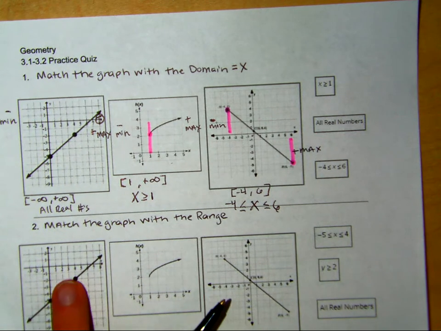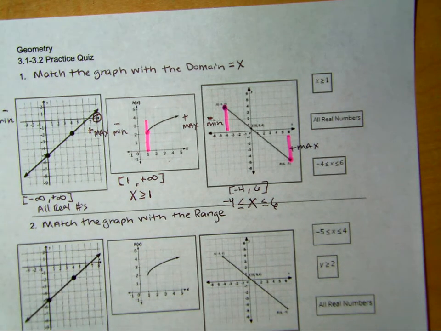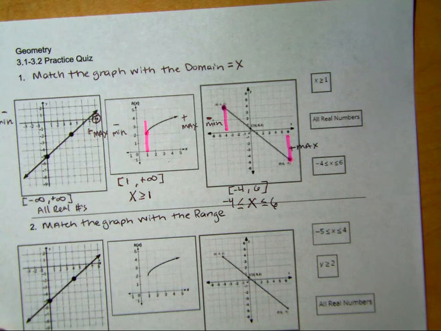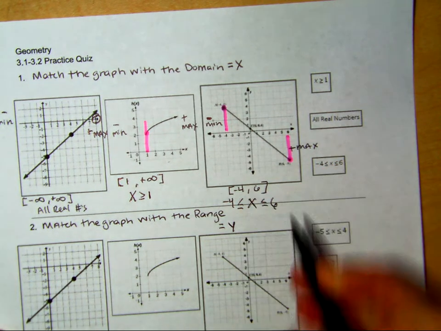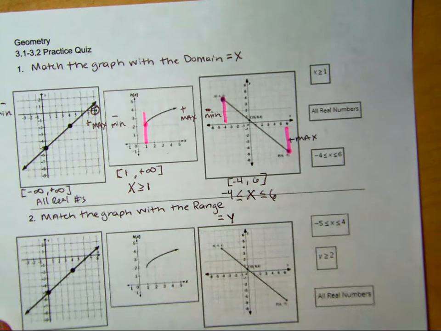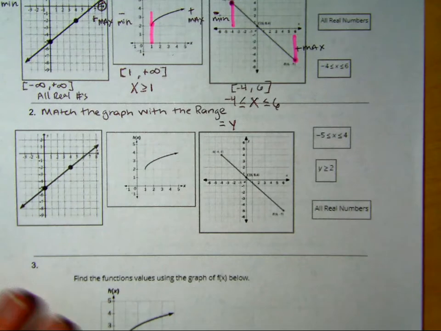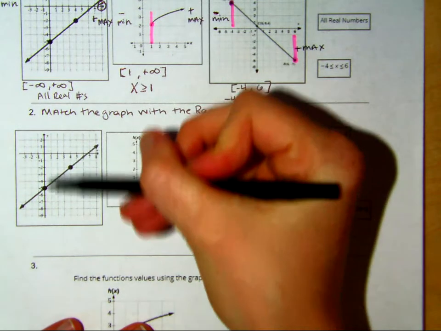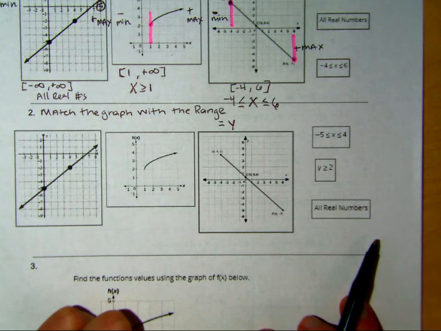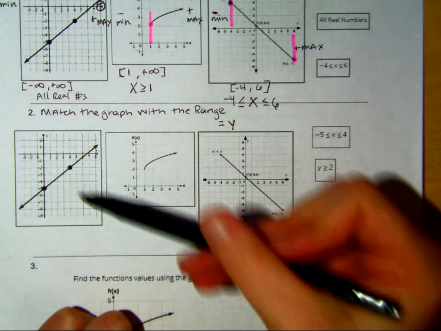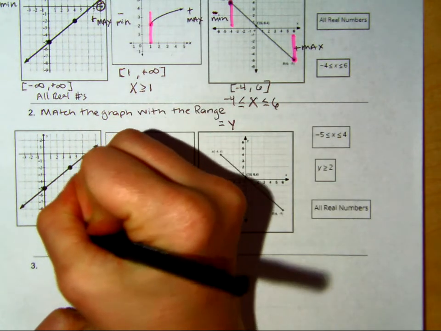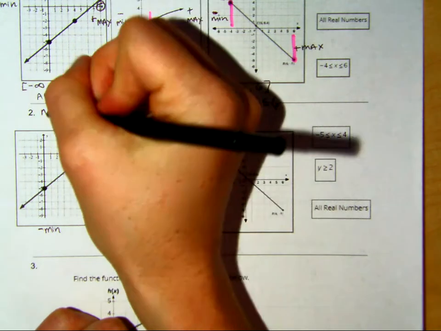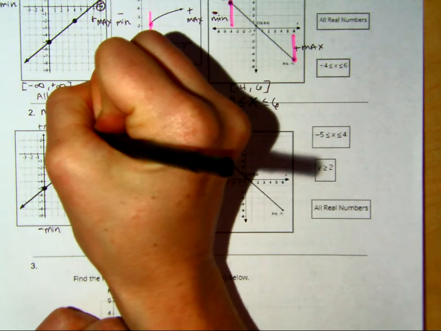Okay, so now we're going to go on to number 2. So number 2 says match the graph with the range. So range means the y value. So now we're looking at your y-axis. Okay, we're looking at our y-axis. So we want to find our minimum y value and our maximum y value. Well, the minimum is when your numbers get more and more negative. So our min y values are down here, and our max y values are up here.